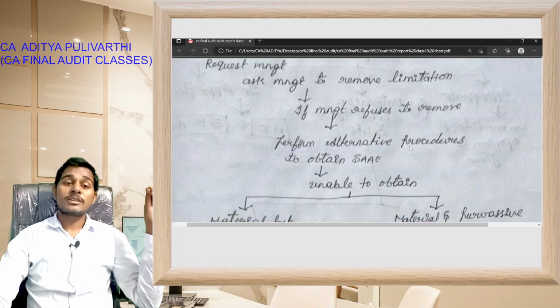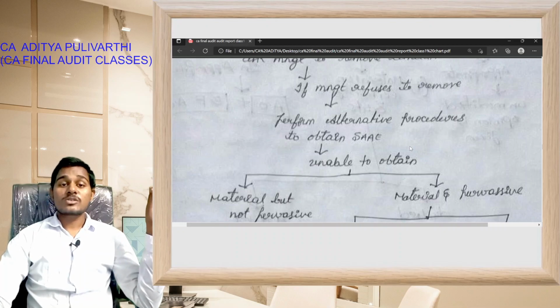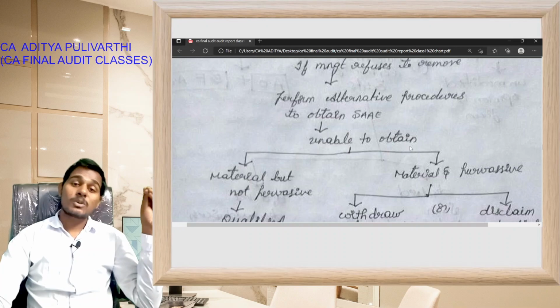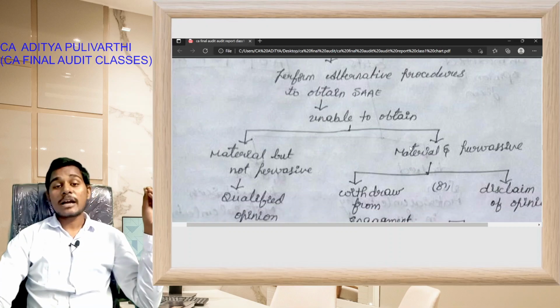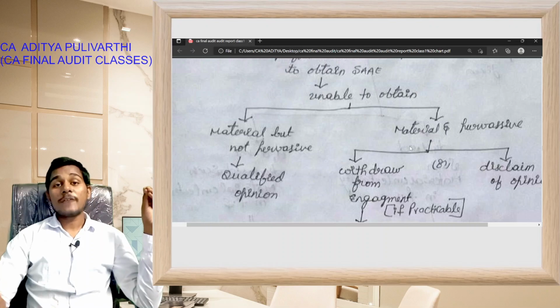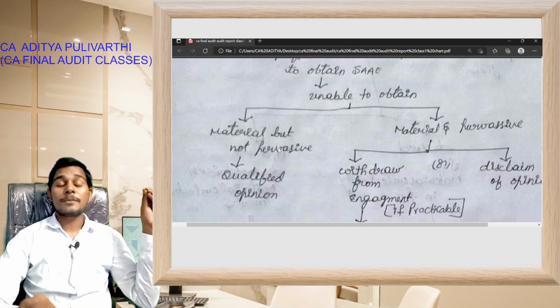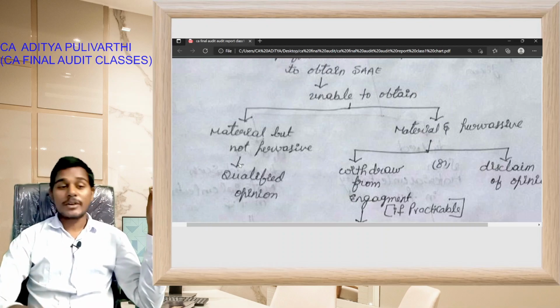If the management removes it, then the auditor shall continue the audit. If the management refuses to remove the limitation on scope, then the auditor will perform alternative audit procedures to obtain sufficient and appropriate audit evidence. If the auditor is unable to obtain sufficient and appropriate audit evidence, and the possible effect of undetected misstatements could be material but not pervasive, then the auditor will issue a qualified opinion.